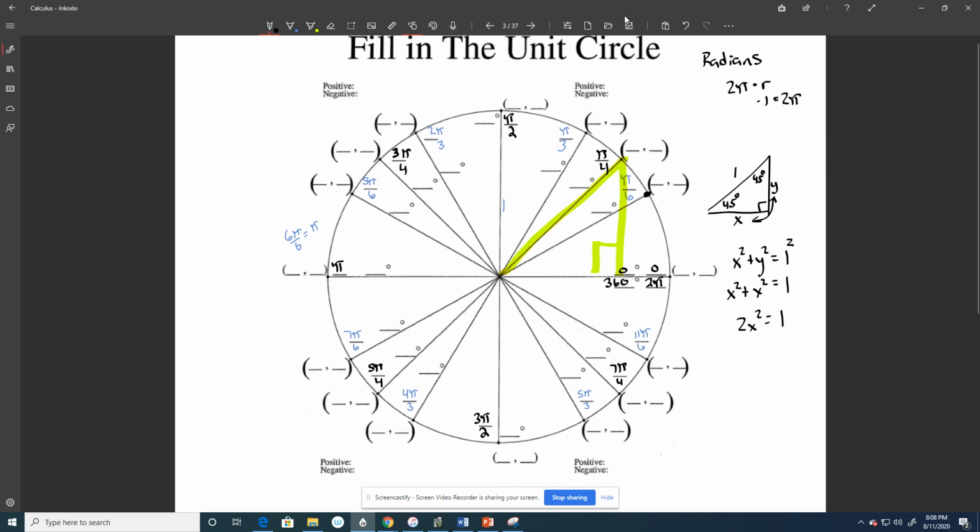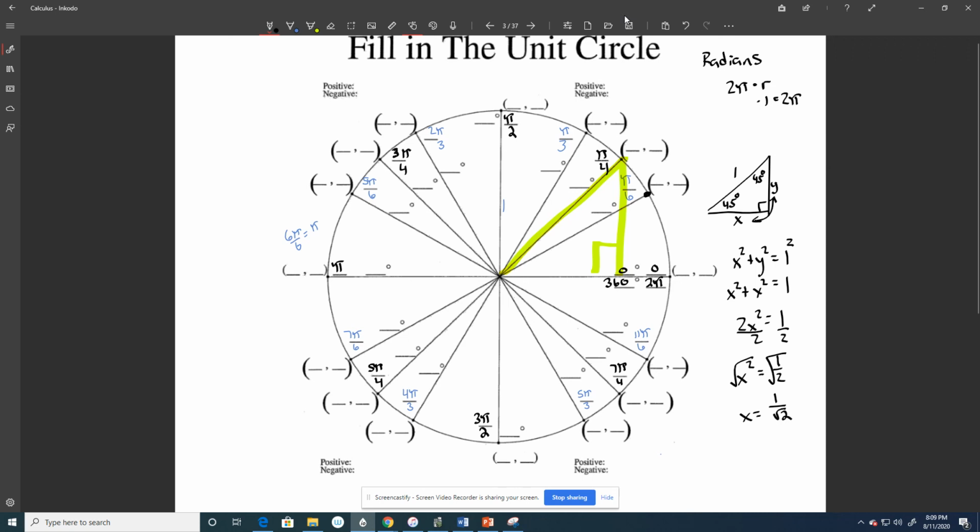Now I'm looking for my x value. So I'm going to divide by 2 on both sides, so I'm going to end up with x squared equals 1/2. And I want to get rid of the squared, so I'm going to take the square root of both sides. So x is going to equal 1 over the square root of 2. And we don't like that square root on the bottom, at least not today.